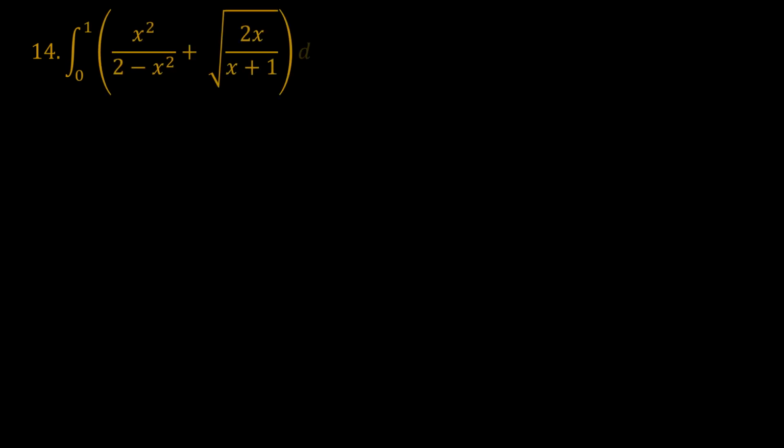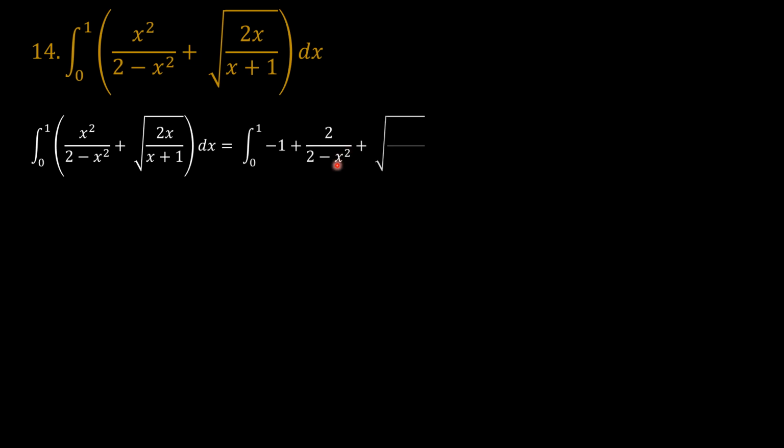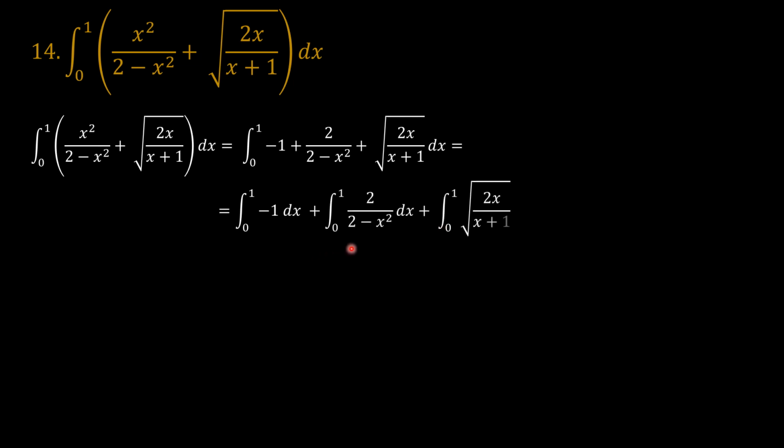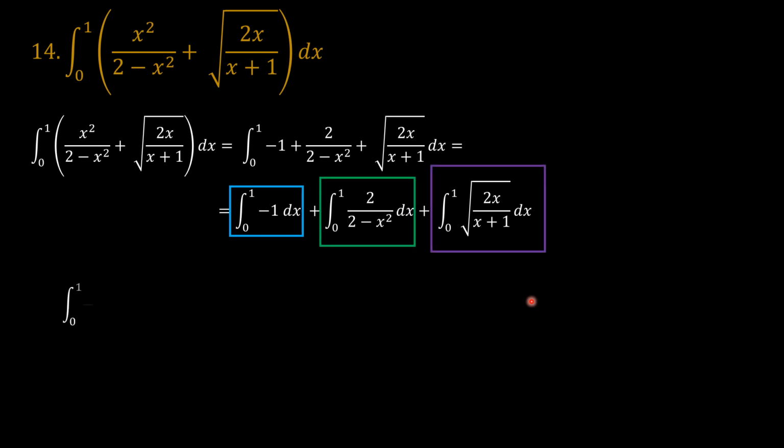So the next problem is the integral of x squared over 2 minus x, plus the square root of 2x over x plus 1, from 0 to 1. How I would approach that problem is first of all by dividing x squared by 2 minus x, and that results in negative 1 plus 2 over 2 minus x, plus the square root of 2x over x plus 1. And so that now gives us three separate integrals. So we have three separate integrals, and we're going to try and solve them one by one.